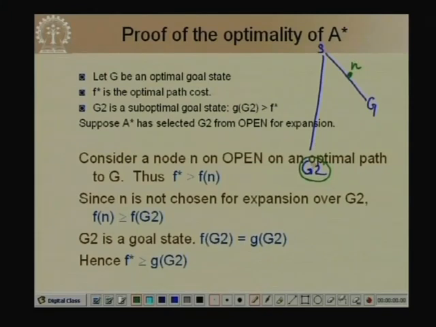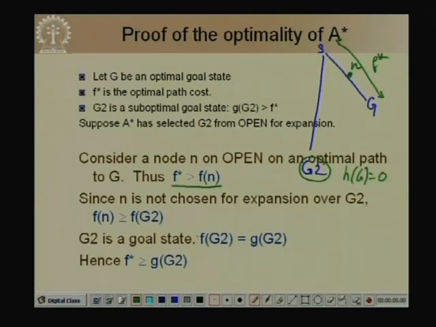Thus, if n is on the optimum path from S to G, then Fn must be less than or equal to F star. That is, F star is the cost of the optimum path from S to G, and Fn, which is an underestimate, must be less than or equal to F star. Now, if G2 is chosen for expansion and n is not chosen for expansion, it must be the case that f of G2 is less than or equal to Fn, that is, Fn is greater than or equal to F of G2. Now, because G2 is a goal state, f of G2 is simply G of G2, because the h value of a goal state is 0.